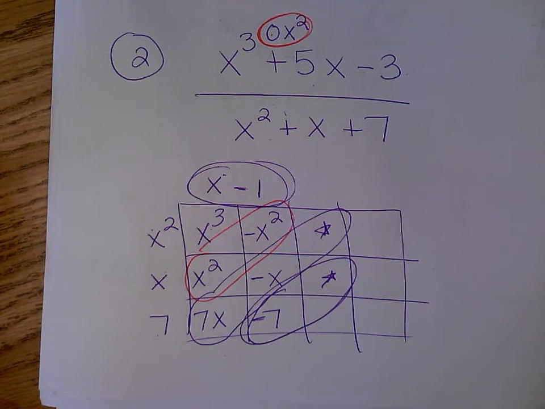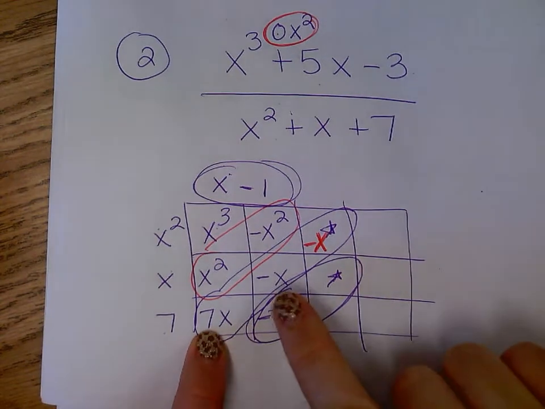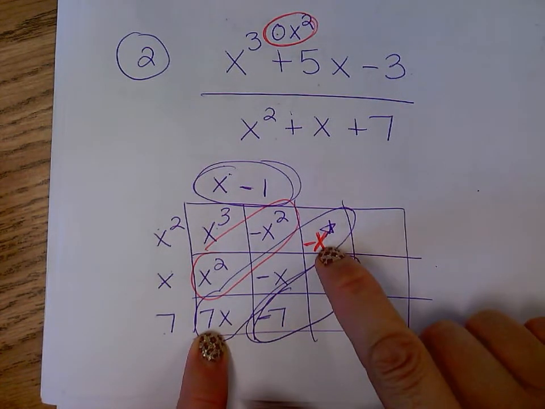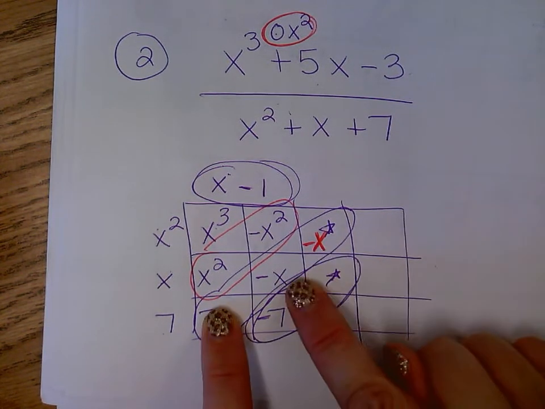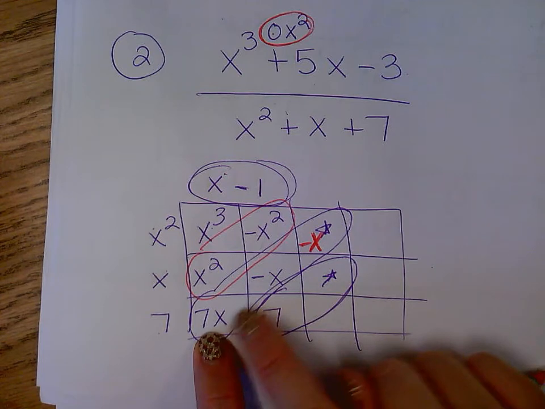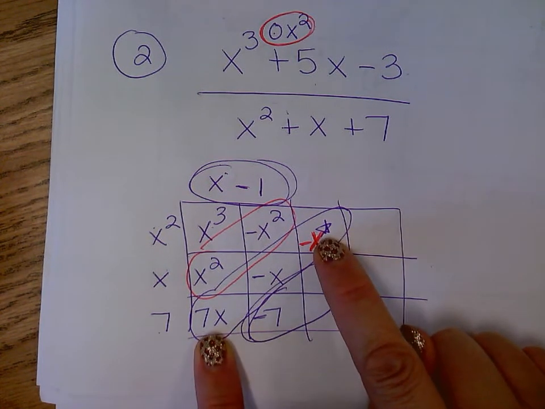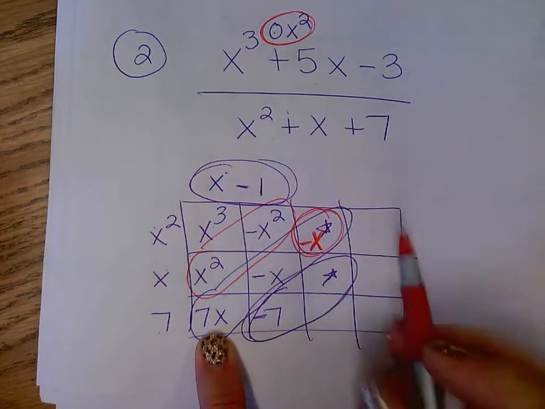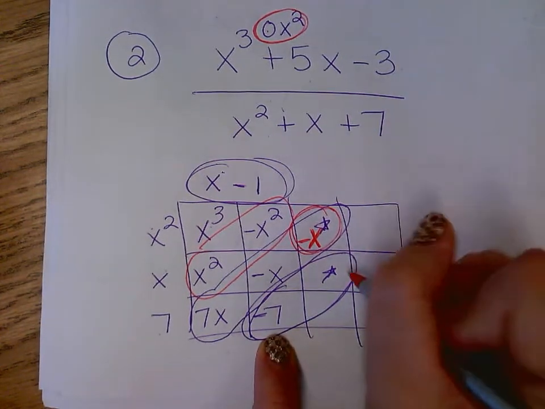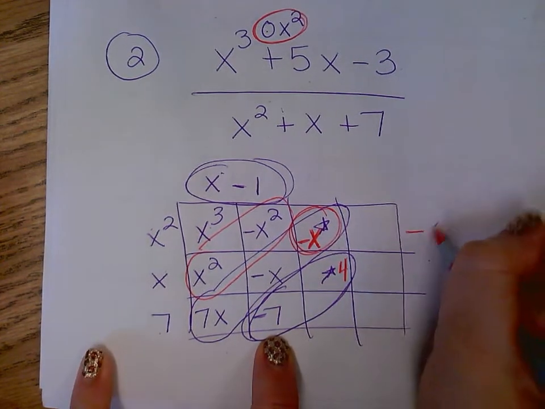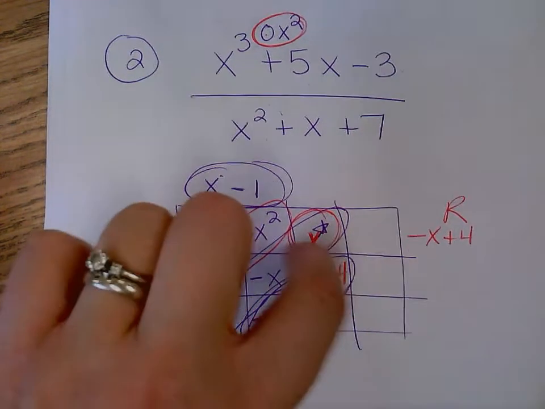So it looks like you would just need another -x right here. So you have a 7x minus x minus x. Wouldn't that give you the 5x that you're looking for? And you have a 7, subtract 1, you're at 6. Subtract another 1, you'd be at 5, right? So your remainder is this -x. And then what would go here to get to -3? You'd have to have a +4, right? So your remainder would be -x plus 4 if I actually wrote it out. -x from this box, +4 from this box.